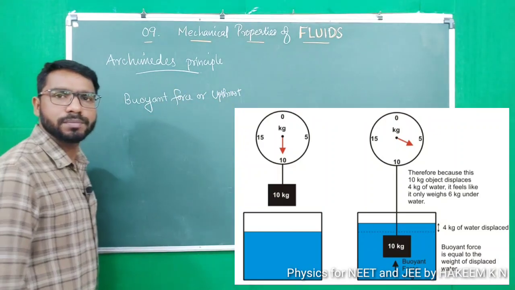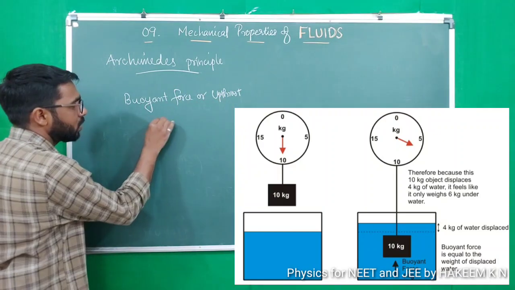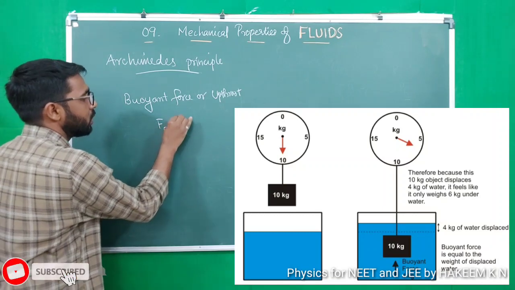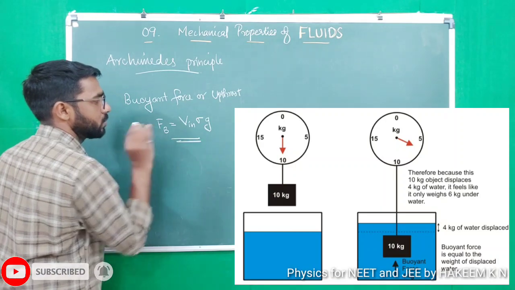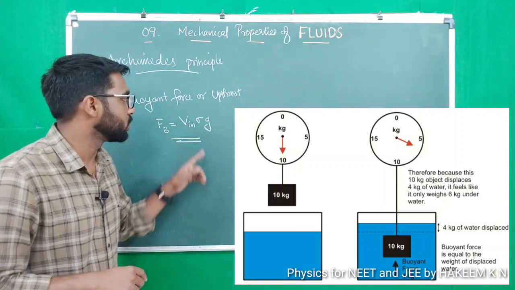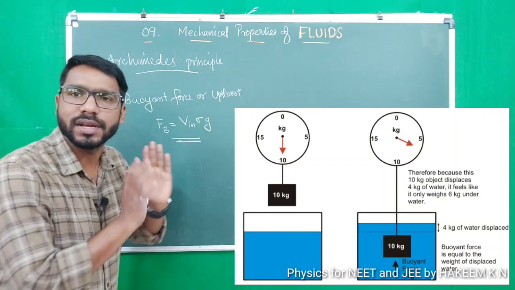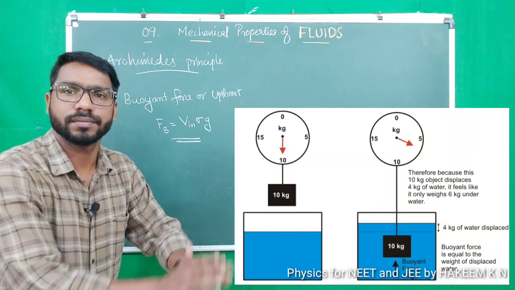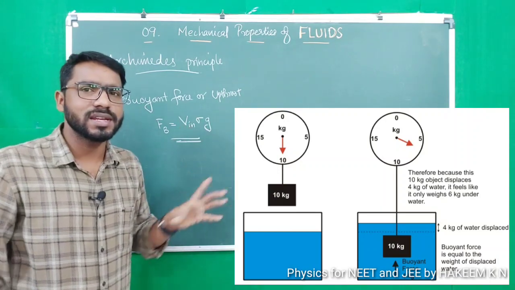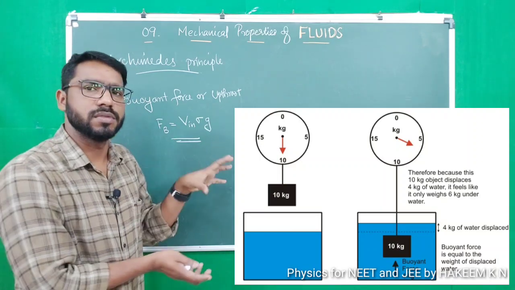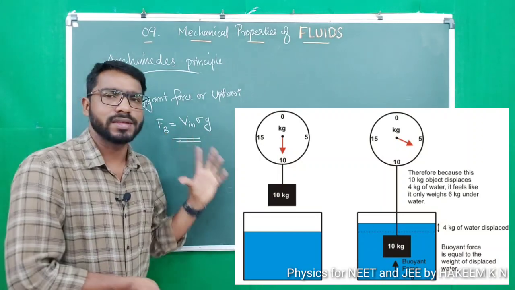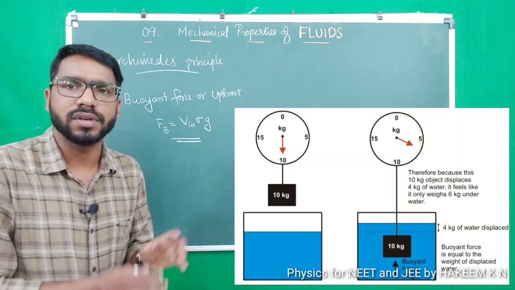Buoyant force or upthrust can be calculated using the equation FB equal to V inside into sigma g. The sigma is actually the density of the liquid, and V inside is the immersed volume of the body, and g is the acceleration due to gravity.